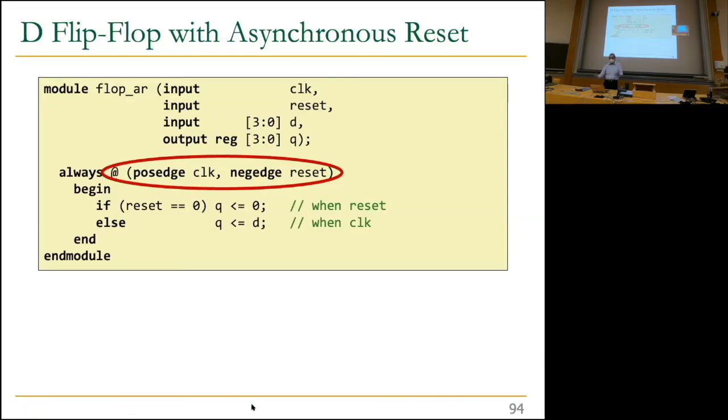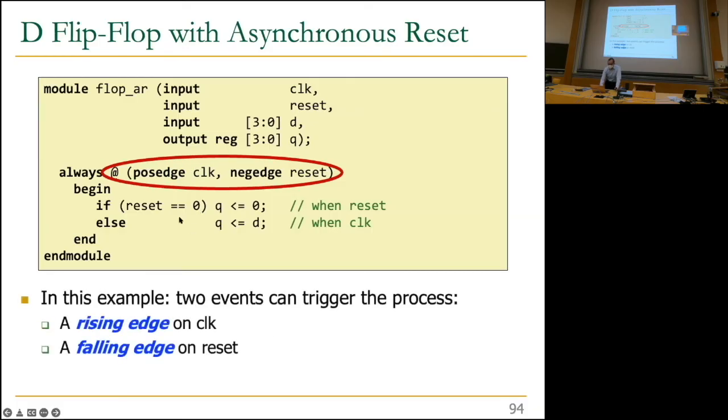Okay, so let's take a look at how this D flip-flop with asynchronous reset is implemented. You can have a D flip-flop with asynchronous reset, and this is how it's implemented here. Because of this always statement, two events can trigger the process, meaning this always block over here. Statements execute when any of the two events happen.